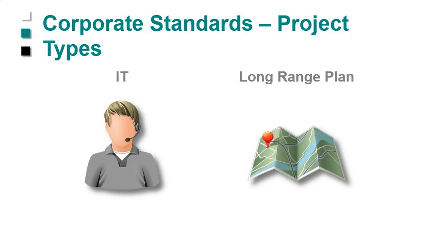Also, with different project types, you may have different standards in the length of how the projects are going. For instance, IT projects are very, very short duration projects that move quickly. Those standards might be different from your long range planning standards, which are going to have some different pieces that you may want to check that aren't going to be appropriate for, let's say, an IT type of project.